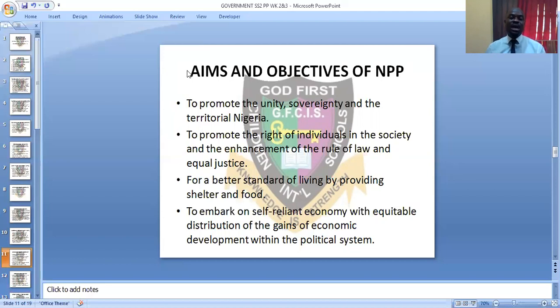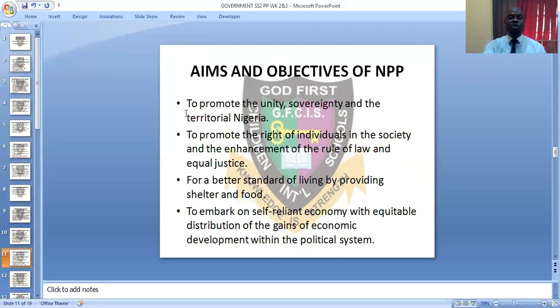So this party was aiming to promote the rights of individuals in the society, whereby the individual will have rights, and also they enhance the rule of law. That is, also enhance the principle of law and equal justice for all. That is, no man will be above the law. So anybody who goes against the law will face judgment.